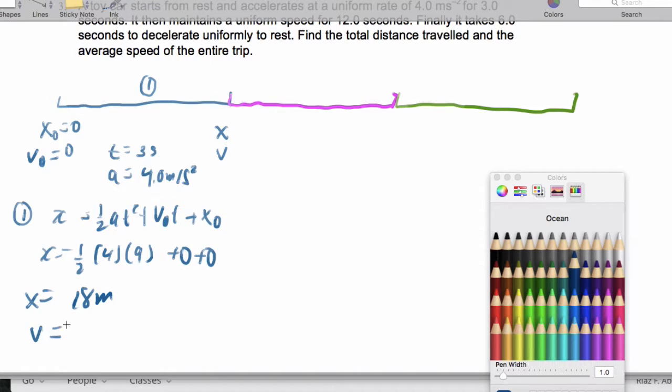And just for the heck of it, I'm going to also get the speed as well. So v equals at plus v naught, and that's going to be 4 times 3 plus 0. That ends up being 12 meters per second.